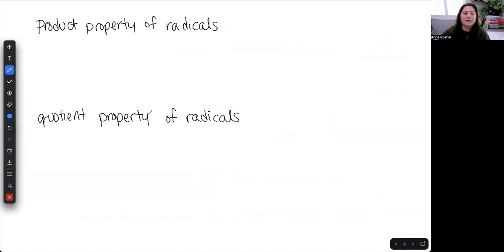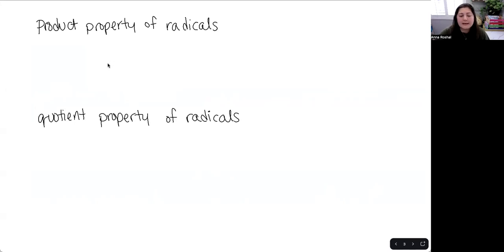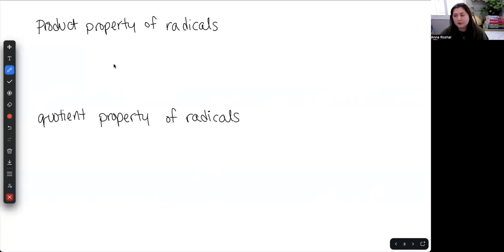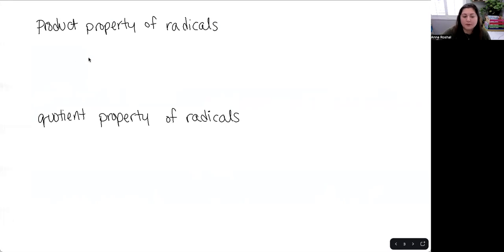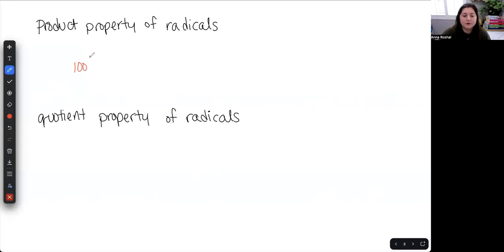Okay, so now we have a product property of radicals. So in this particular case, this is where we start off with algebra 2. So anytime we have something to an exponent, and the exponent is a fraction, okay? So for example, if I have 100 to the 1/2 power, that is the same thing as 100 to the square root power.